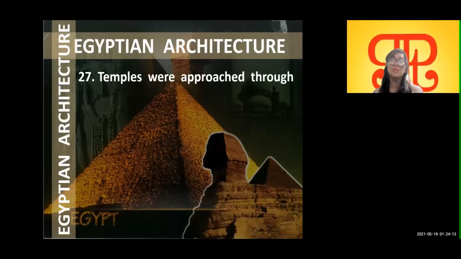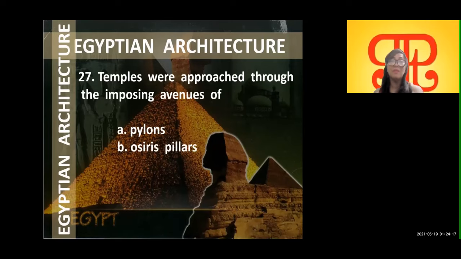Temples were approached through the imposing avenues of A, is it pylon? Is it B, Osiris pillars? Is it C, sphinxes? Or is it D, pyramids? The answer here is, yes, these are sphinxes.